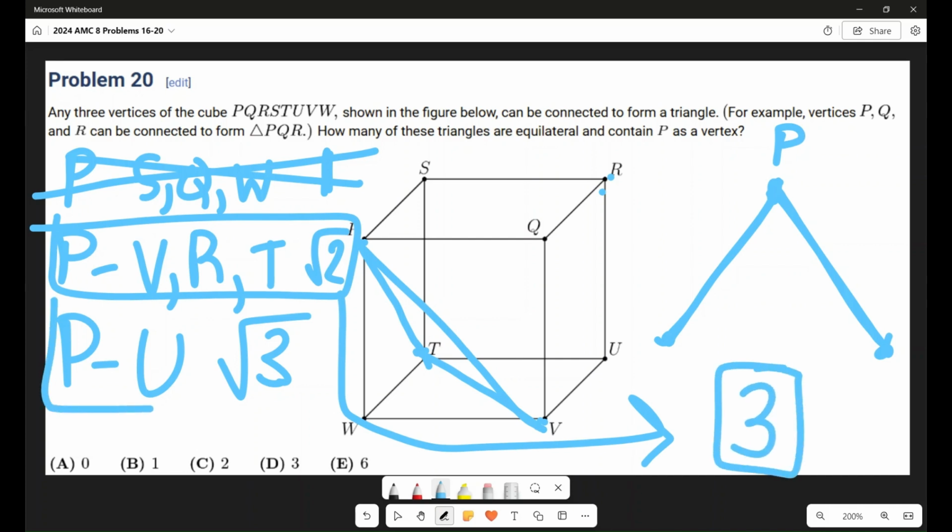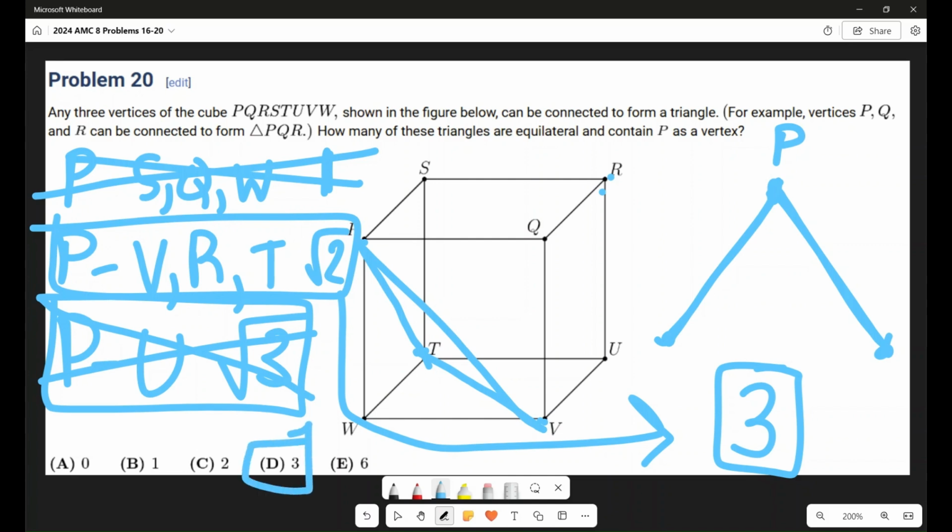Now let's take a look at this last case, P to U. So if it has a side length of root 3, then P needs to have a length of root 3 from 2 vertices. Here we only have 1 vertex, so that won't work. And so the 3 solutions we found are the only 3 solutions.